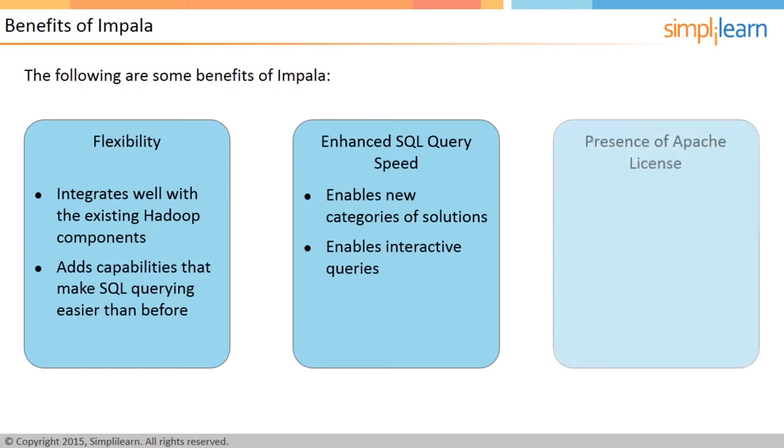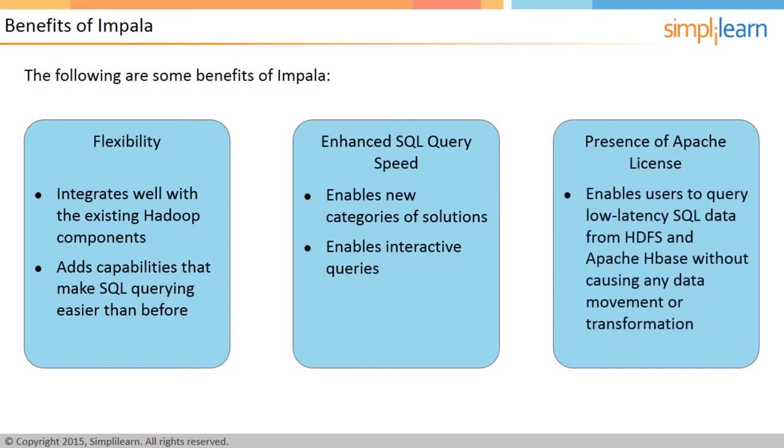Further, Impala is Apache licensed. It enables users to query low-latency SQL data from HDFS and Apache HBase without causing any data movement or transformation. In the next screen, let us continue to discuss the benefits of Impala.